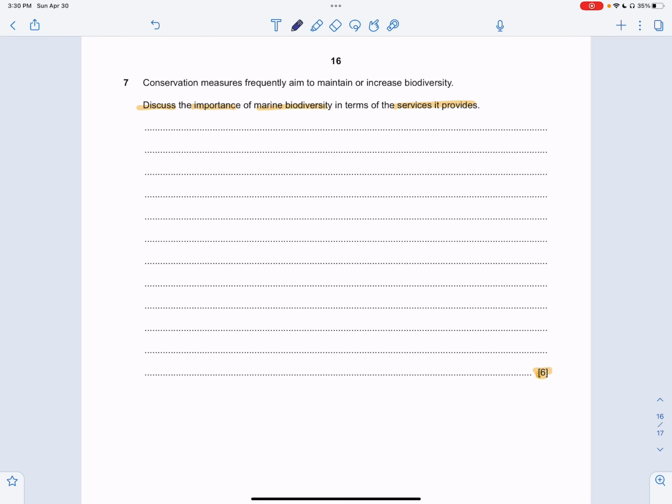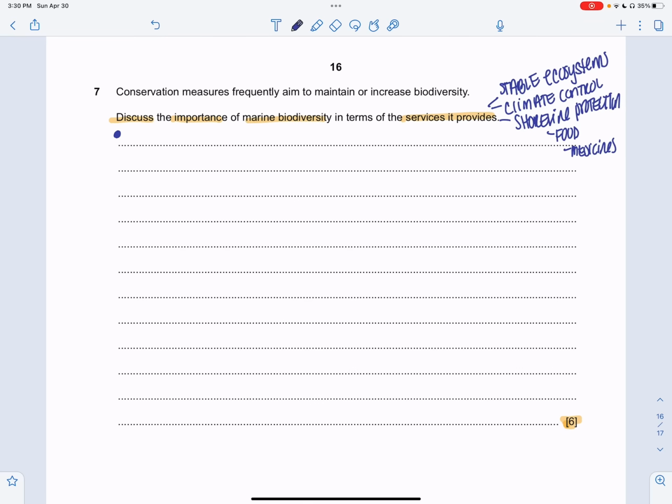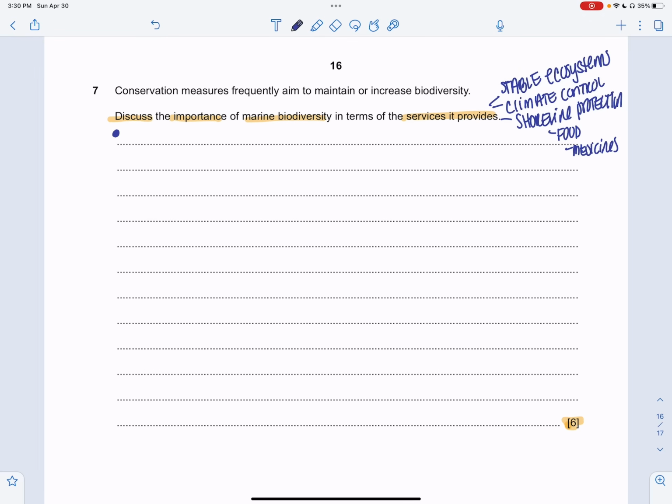The things that we want to talk about are stable ecosystems, climate control, shoreline or coastal protection, food and medicines. All right, when we talk about stable ecosystems, a really simple way to also describe that is that you can maintain your food webs and food chains. So stable ecosystems, or maintaining your food webs, food chains, those are maintained.